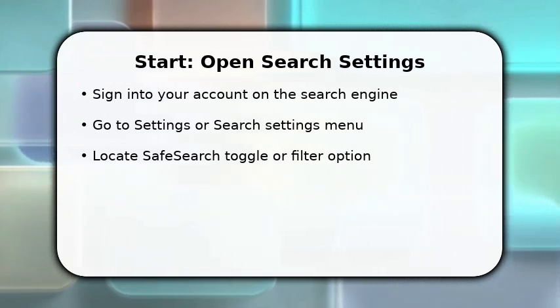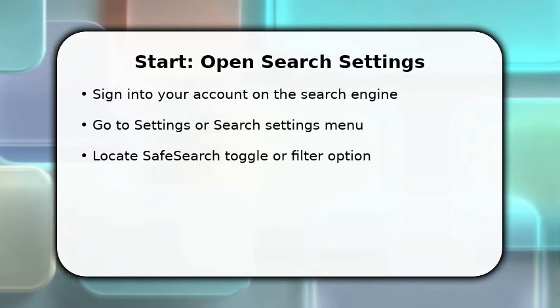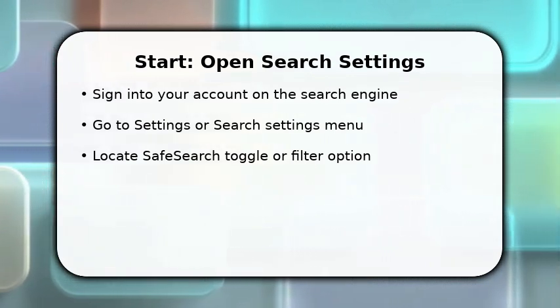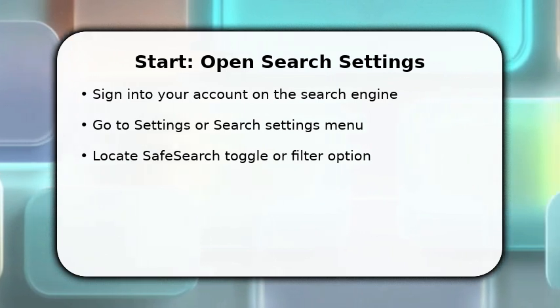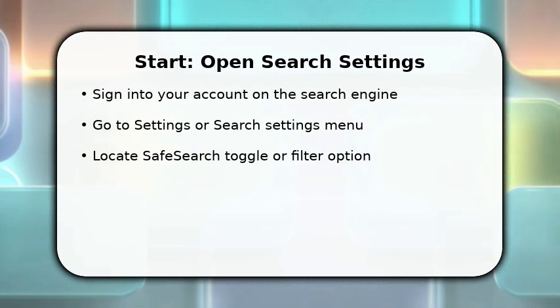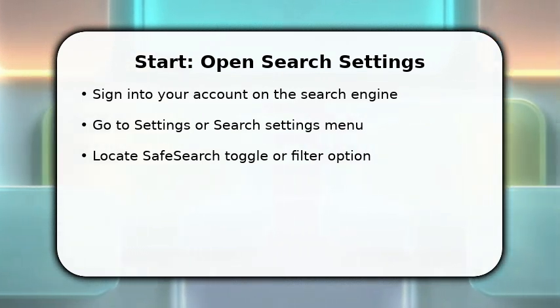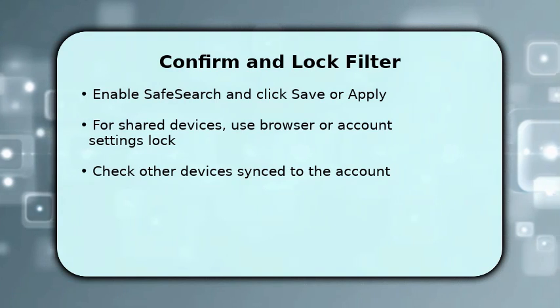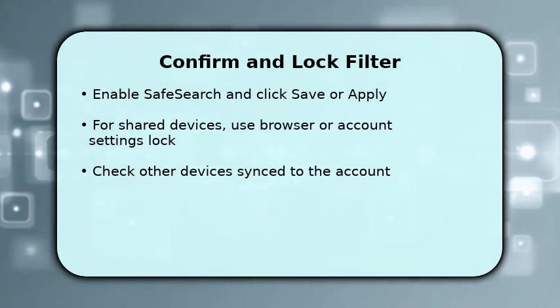Turn Safe Search on to filter explicit results. This matters because it reduces unwanted content for all users on this account. Make sure to save or apply changes so the filter persists across sessions and devices tied to the same account. After enabling Safe Search, click Save or Apply to commit the change.